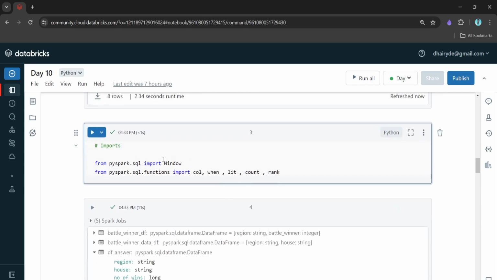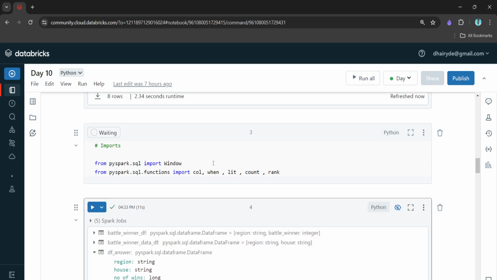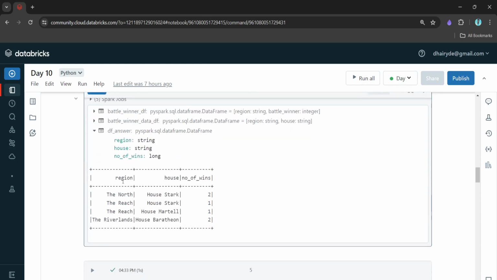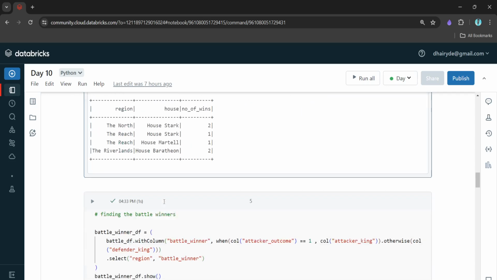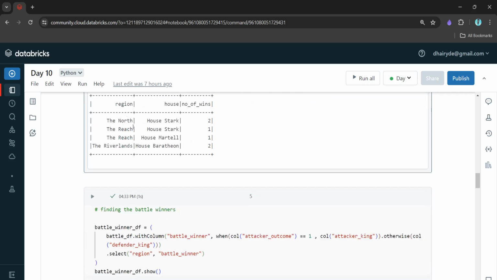Then here we have imports. We know that for ranking we need window. For selecting a column, we need col. For case when statement, we need when. And for count, we need lit, count and rank. So these are the things we need, and we are importing them over here. And this is the output, right? We should have four records with 2, 1, 1, 2.